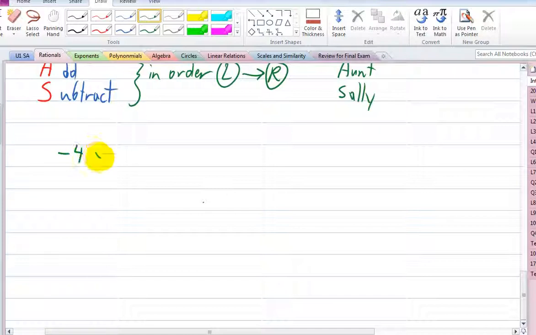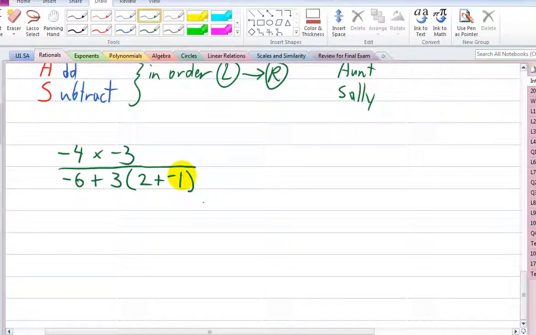Negative 4 times negative 3 divided by negative 6 plus 3 times 2 plus negative 1. Okay. So this is a little bit new for you. You probably haven't seen too many questions like this. What you have to do is get an answer on the top and divide it by an answer on the bottom. If they don't divide, leave them as an improper fraction.